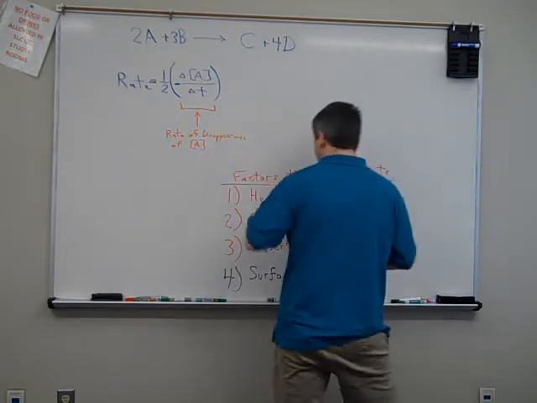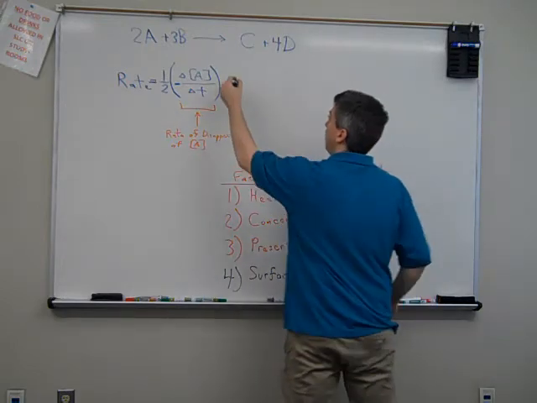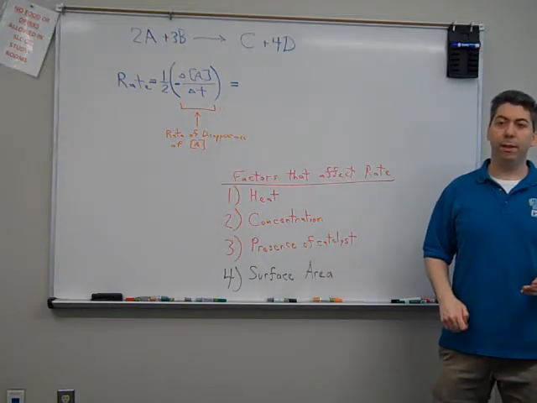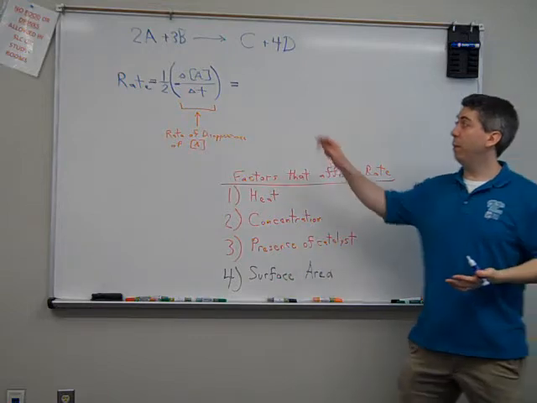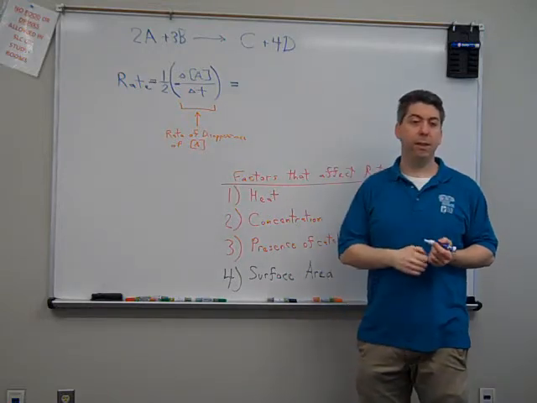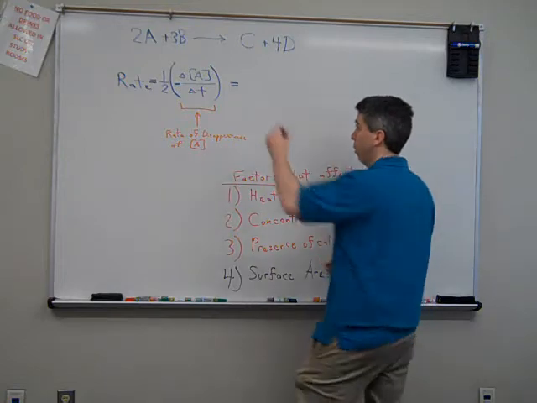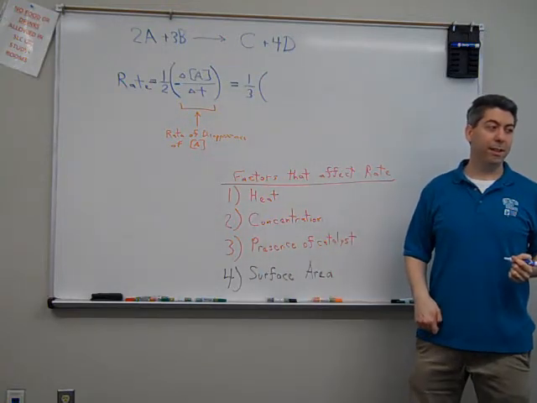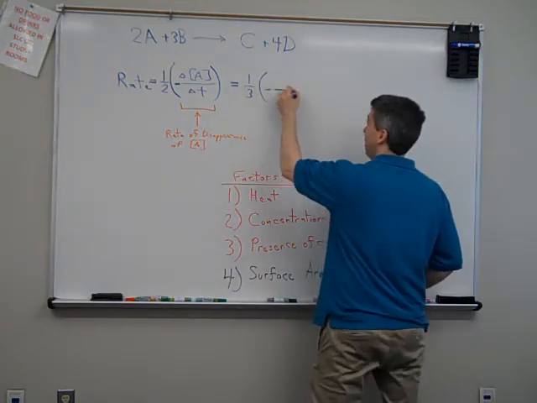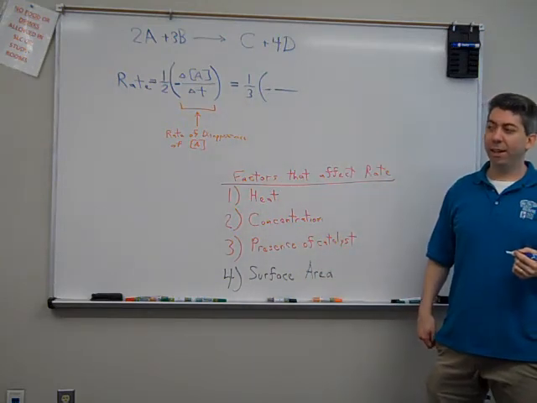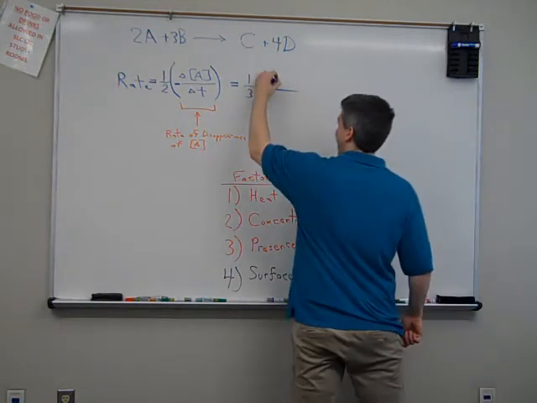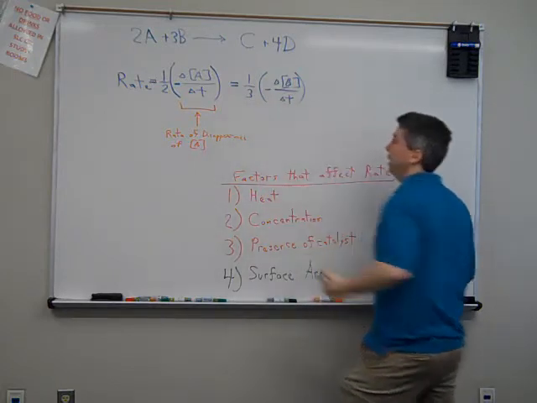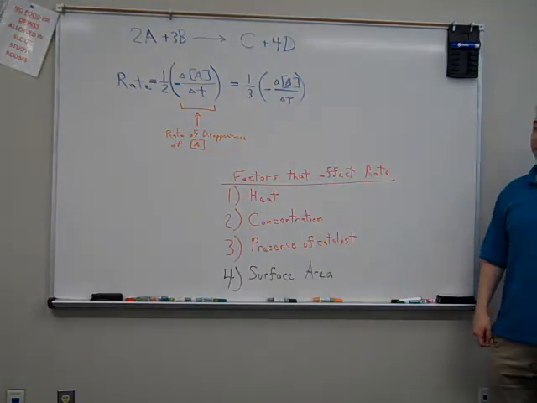Okay, so next, if we were to write the rate in terms of B, what would we write? How would we write the rate of reaction in terms of B? 1 over 3, the negative sign, change of B over T. Delta concentration of B over delta T. Yeah, that's it. Does that make sense?